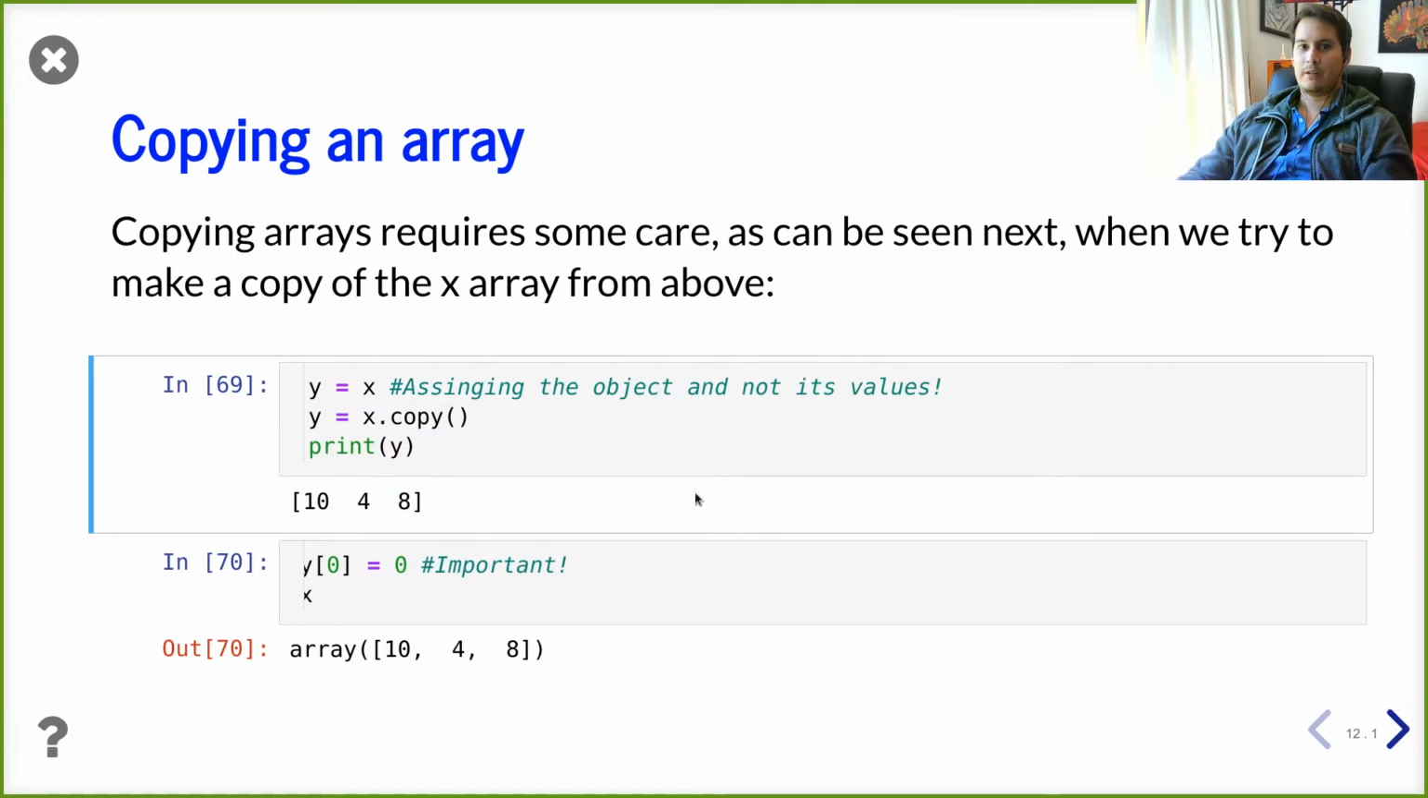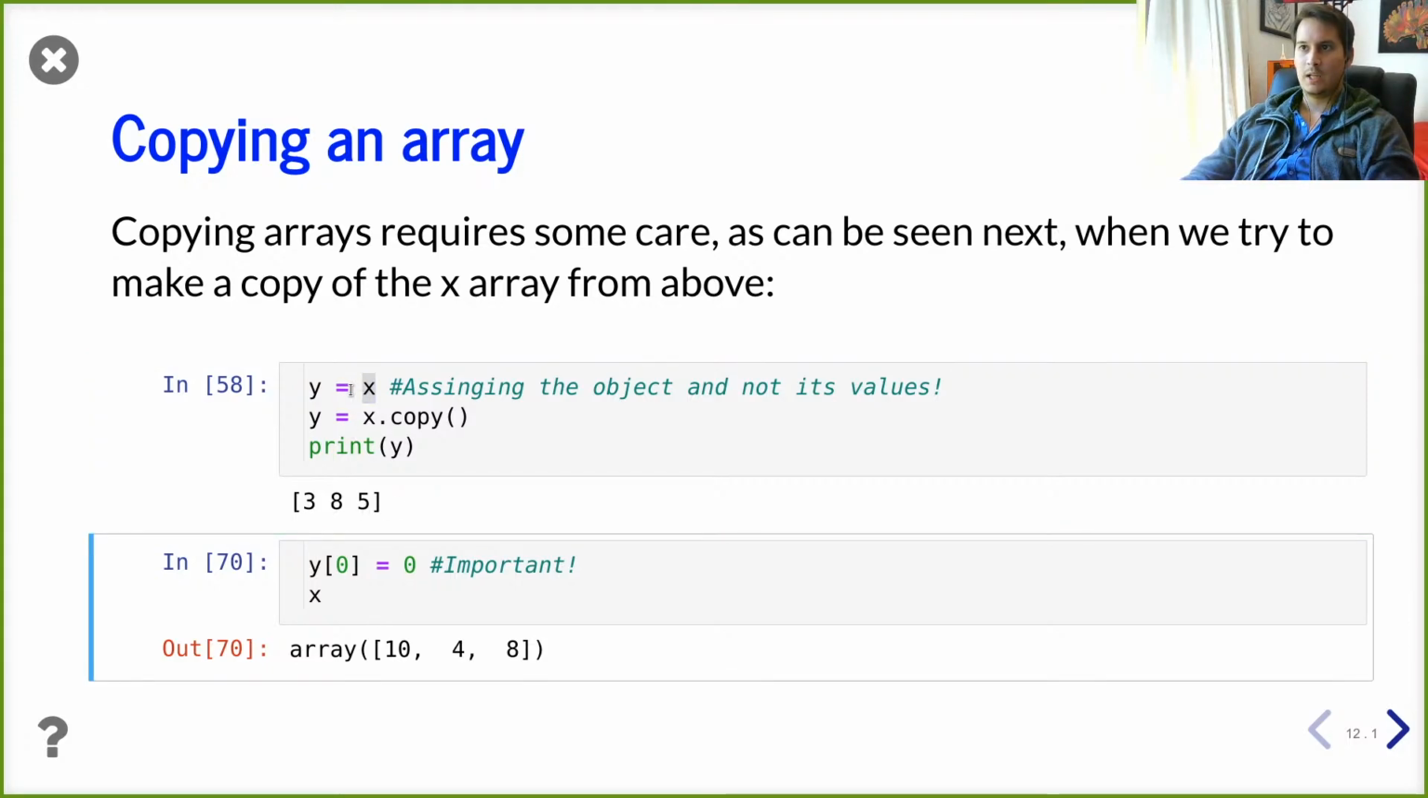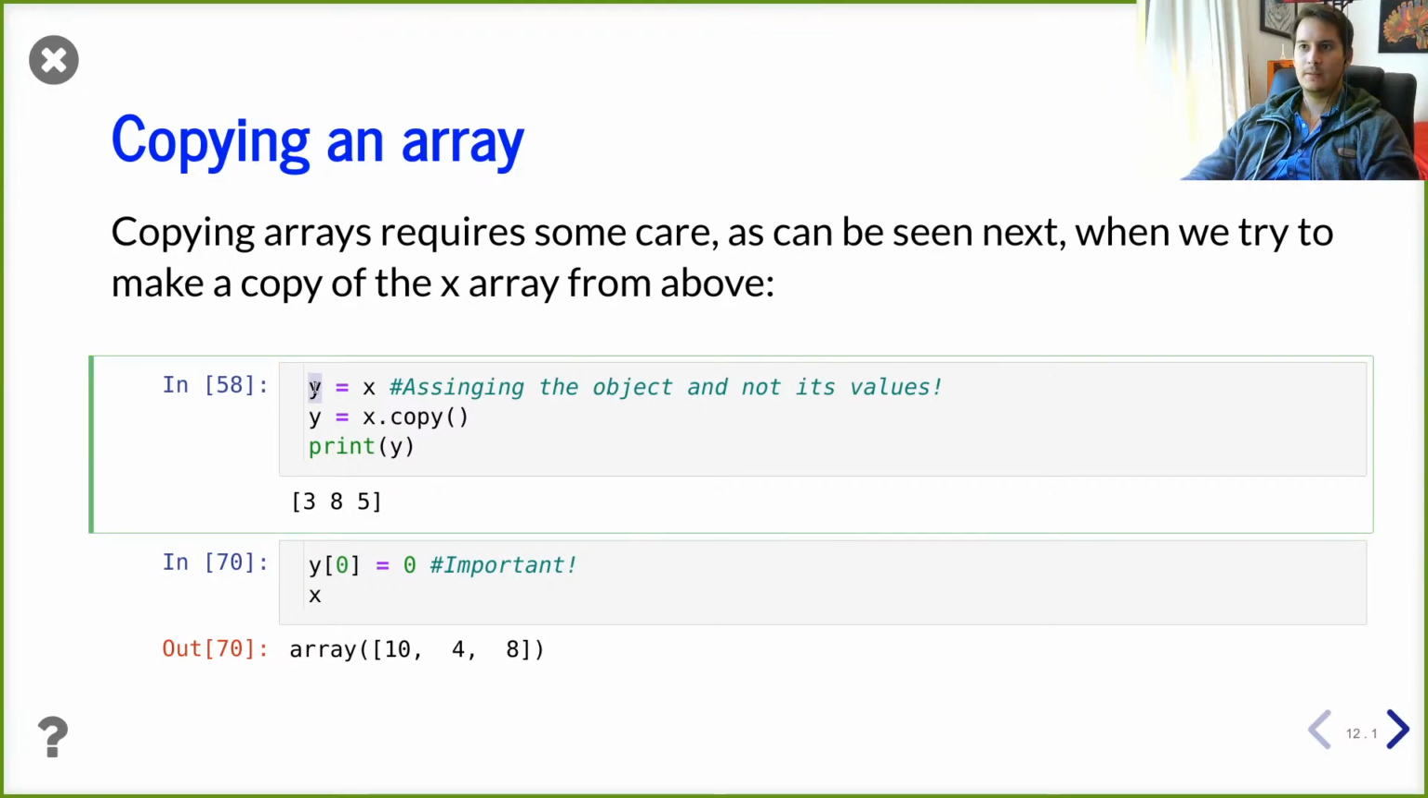Another problem that arises when you use NumPy arrays instead of just common lists is that you need to be very careful when you use them, and specifically when you want to copy them. For example, here I have my vector x that was 3, 8, 5, right? And I'm assigning y as being basically the same as x. And if you print y, you get the same, 3, 8, 5.